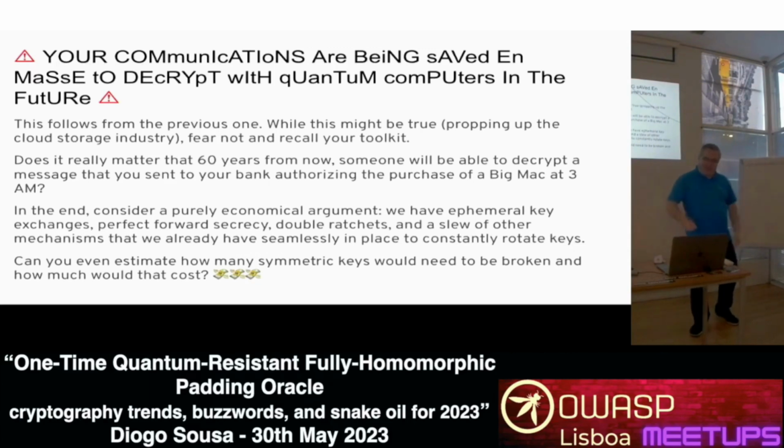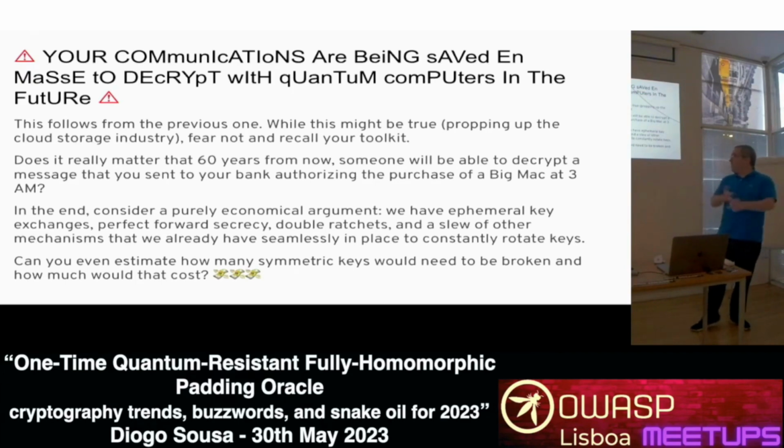I need this now. At the end, let's consider this from a purely economic argument. Let's say that you are a nation state, you have a huge amount of money, and here's what we have. We have ephemeral key exchanges, perfect forward secrecy, double ratchets, and a bunch of other mechanisms that are basically constantly rotating keys.